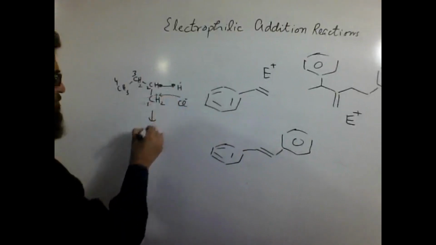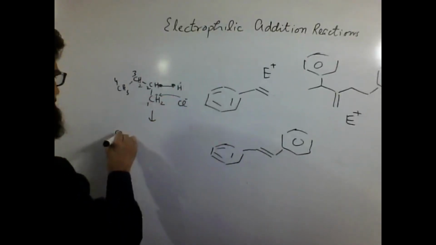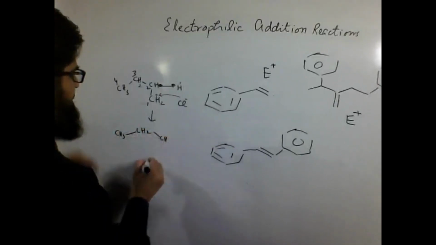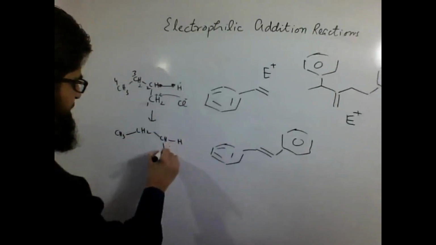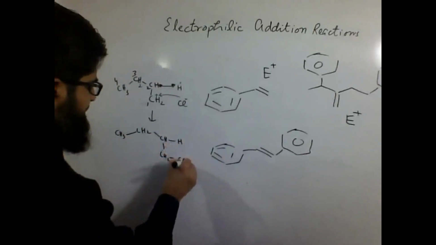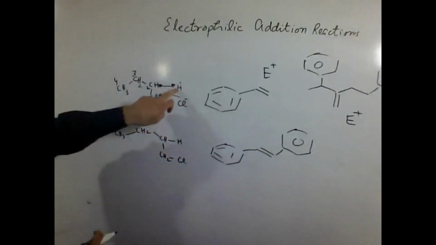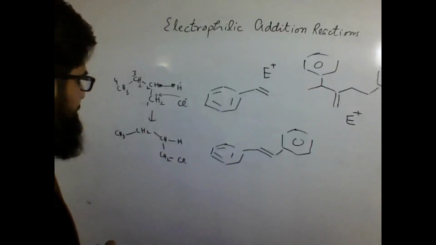So what is going to happen? I can write CH3 like this. We have CH2 over here this way, or we have CH2 over Cl. So Cl got attached at carbon number 1 and the proton got attached at carbon number 2. This is one of the cases. Okay.